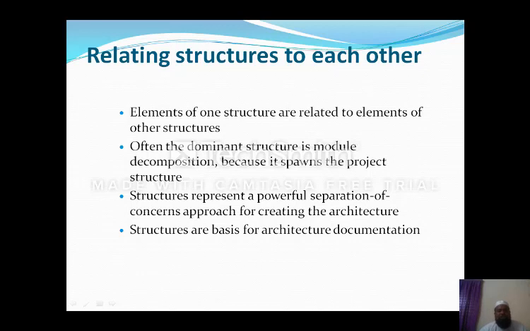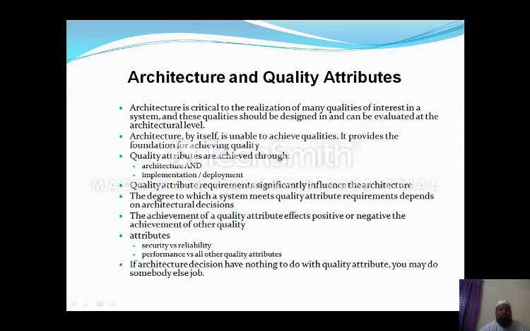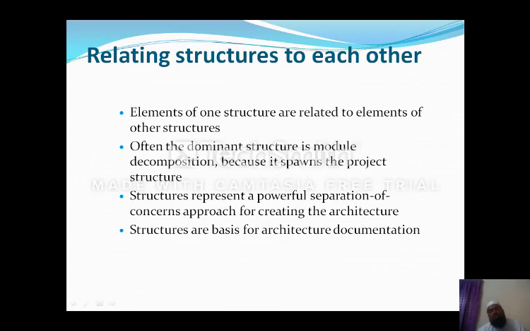So if we see how they are related to one another, these three: module structure, component and connector structures, and finally allocation structures. How are they related? Elements of one structure are related to the elements of other structures. Often the dominant structure is the module structure, because module decomposition spans the whole project structure. Structures represent a powerful separation of concerns approach for creating the architecture. Structures are the basis for architecture documentation. So this is about the whole.